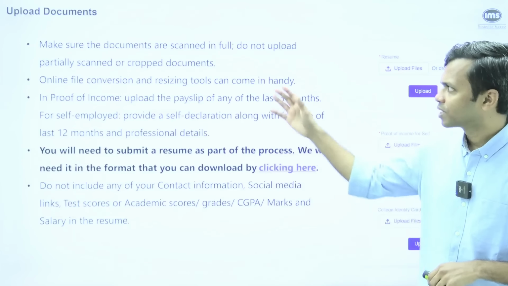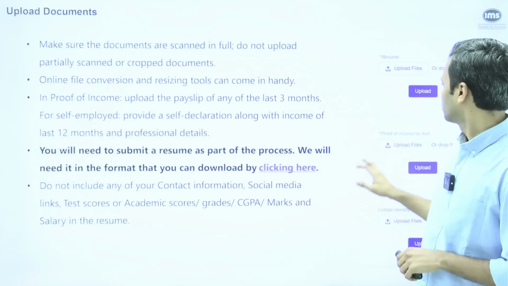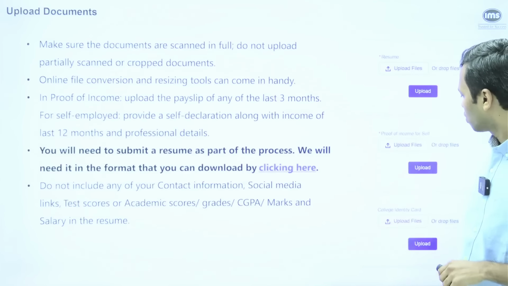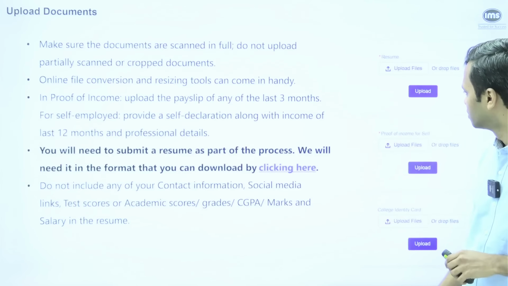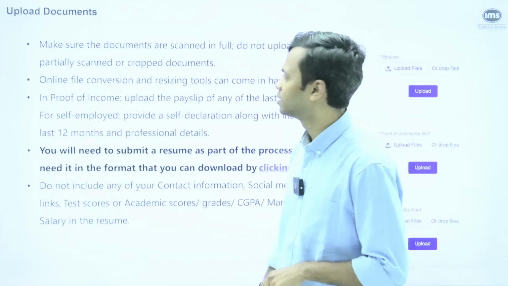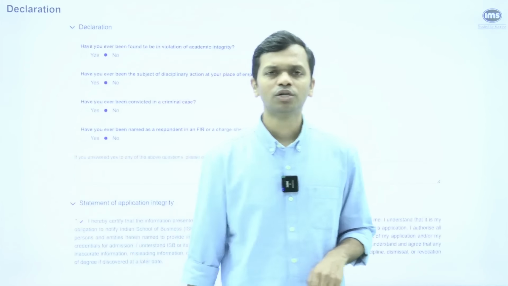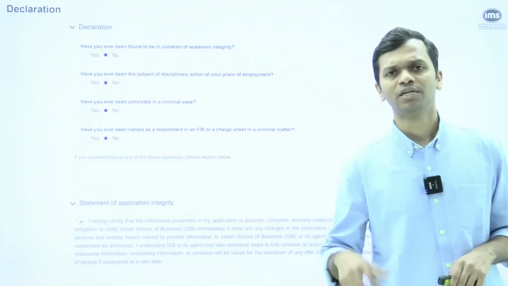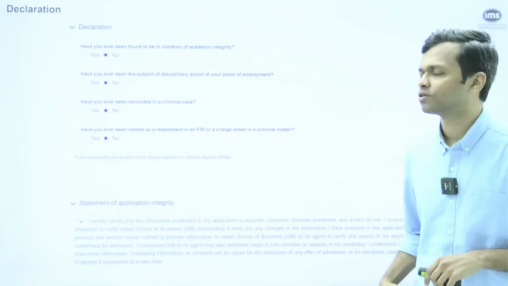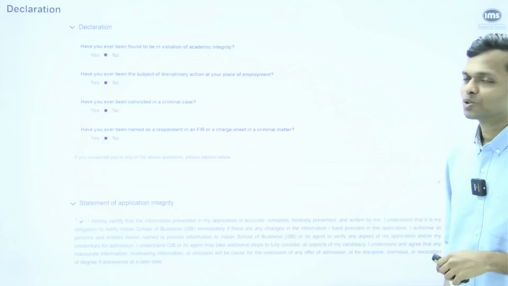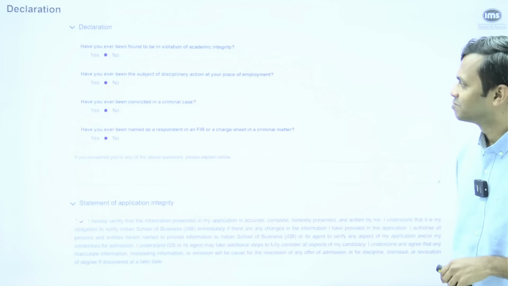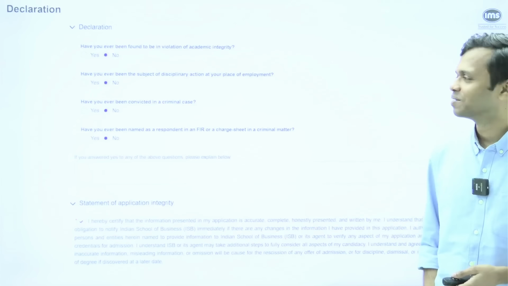All right, again, remaining things are pretty straightforward. You have to upload proof of income for self and college identity card. So this one is optional. I only got resume and proof of income for self as the mandatory things. But I'm guessing for students who don't have any work experience, they'll mandatorily ask you for the college ID. Then comes declaration, right? So again, this is a very straightforward thing. I mean, there isn't much to do.